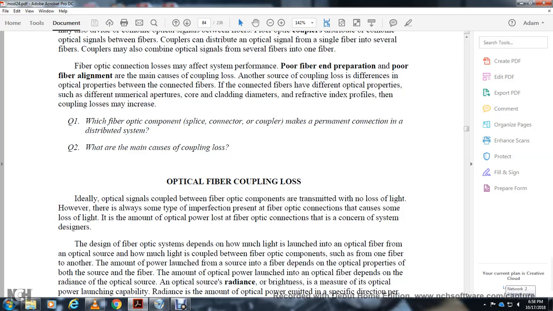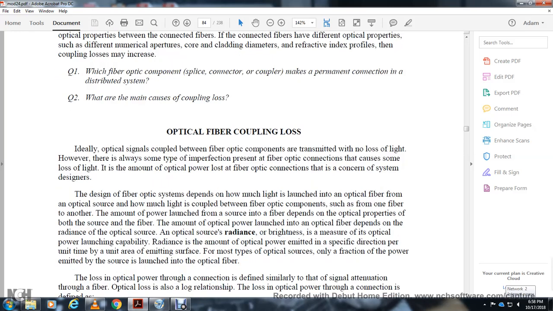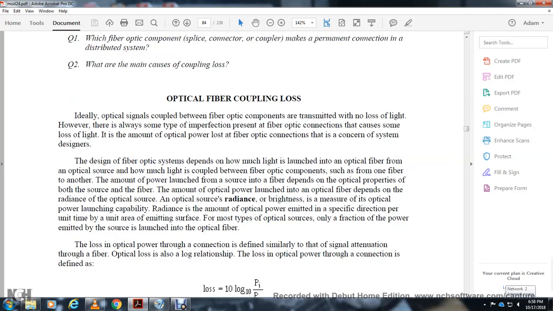A fiber optic connection without loss of light is not possible. The optical power loss of fiber optic connections affects the system and its design. The design of the fiber optic system depends on how much light is launched from the optical source into the optical fiber, and how much light is coupled between fiber optic components, such as from one fiber to another. The amount of power launched from the source into the fiber depends on the optical properties of both the source and the fiber. The amount of optical power in the optical fiber depends on the radiance of the optical source. Radiance, or brightness, is measured for the optical power launch capability.